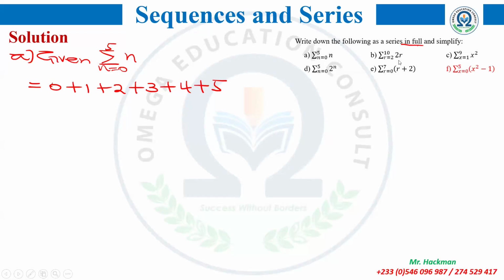Now, the second part of the question, what do we do? We need to simplify. So we know that this will be equal to, now we are going to add this. So it will be 3, 6, 10, 15. Do you agree? Yes, please. Therefore, by summation of N, from N is equal to 0 to 5, will be equal to 15. As simple as that. So far.